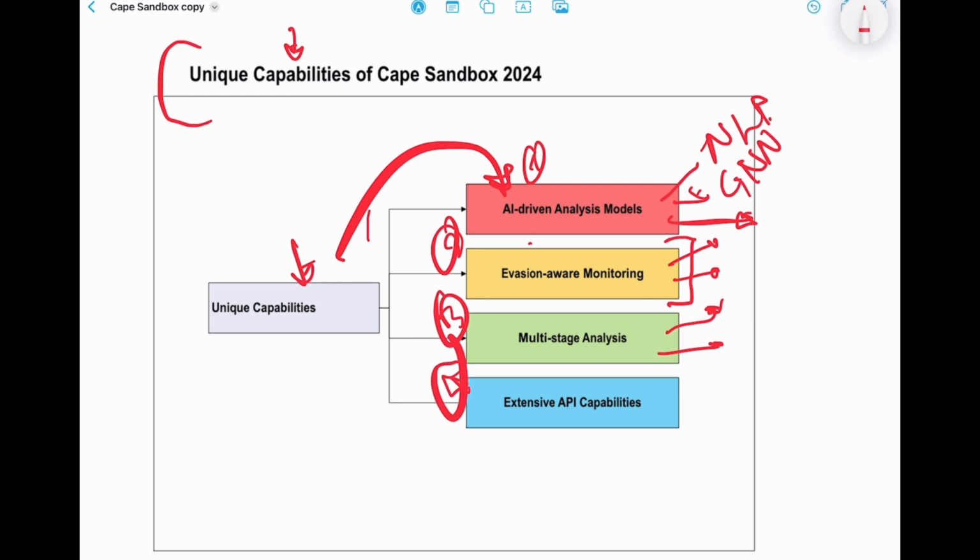And the fourth reason is that it has extensive API capabilities. And those are, first, it enables integration with custom security workflows. And second, it provides granular control over analysis settings and report generation.